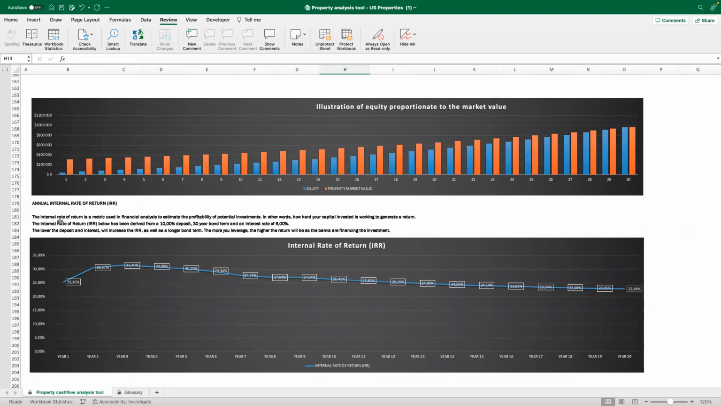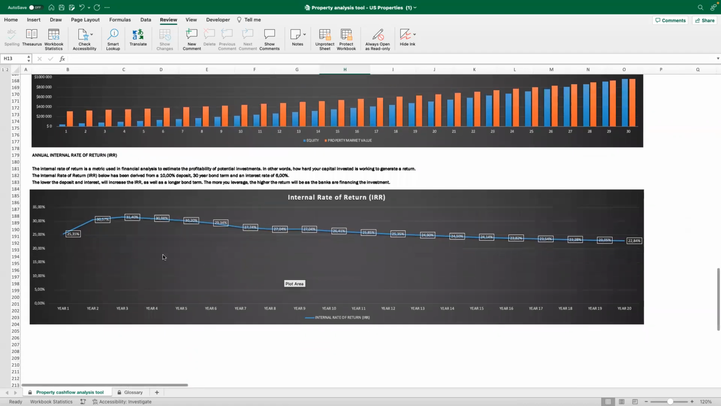So essentially, I've said here, internal return is a metric used in financial analysis to estimate the profitability of potential investments. In other words, how hard is the capital invested working to generate a return? The internal return below is derived from a 10% deposit or down payment, a 30-year bond term and an interest rate of 6%. The lower the deposit and interest, the higher the internal return.